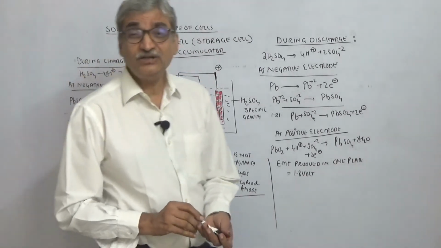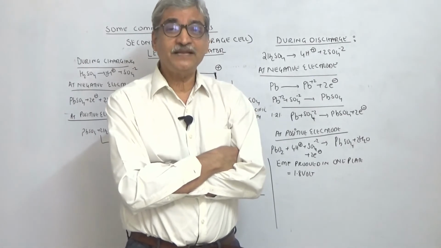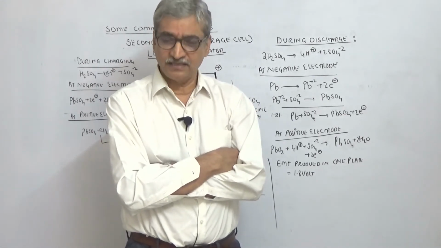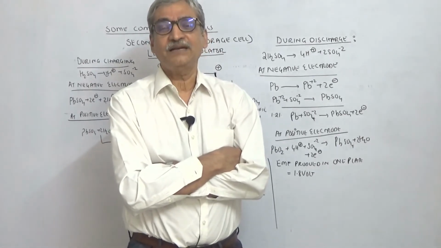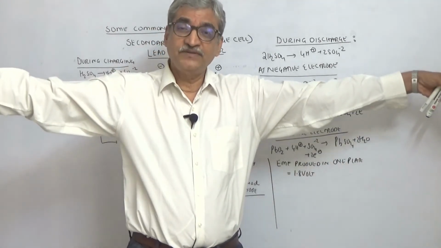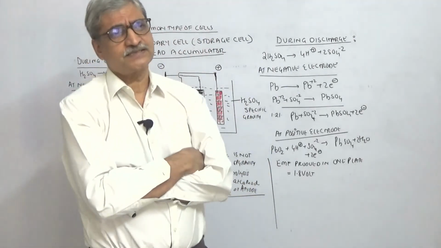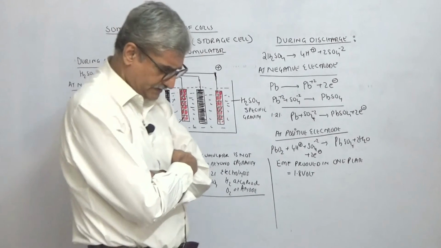So you see, if you want 12 volt, a car battery is about 12 volt. We put together nearly 6 or 7 plates to get a 12 volt car battery. For a lorry, the number of plates will be very high. I'll give you an idea.